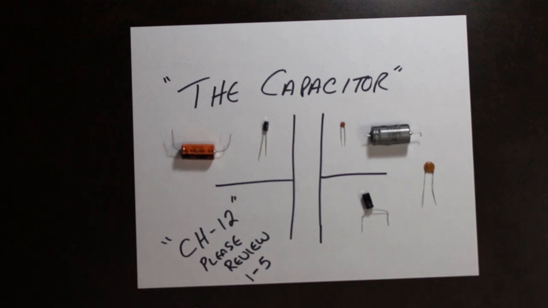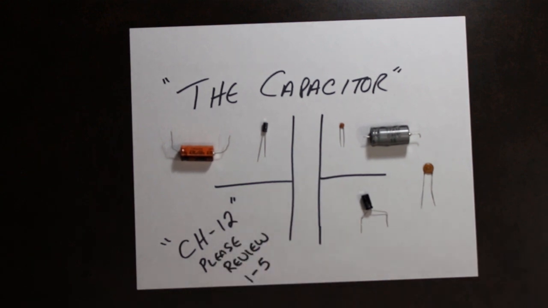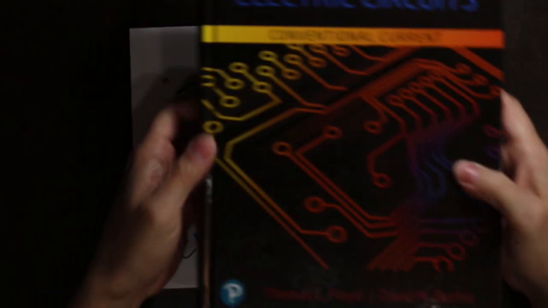Today what we're going to look at is an introduction into the capacitor. So the capacitor is a different component that we're bringing into our course. It is something that is different from the resistors that we've been looking at so far. Chapter 12 is based on the capacitor. So again, that comes from our textbook.